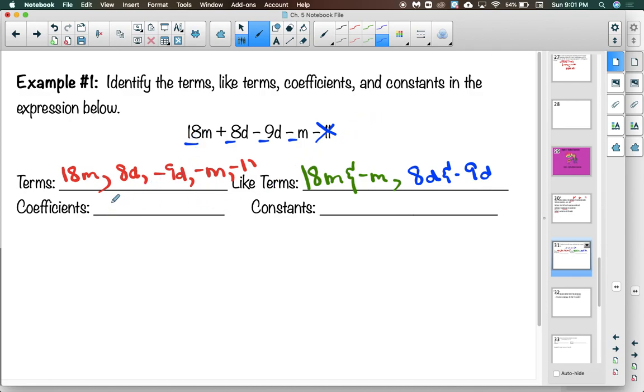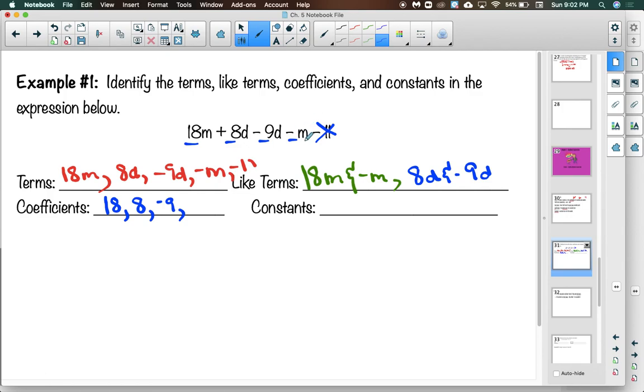Okay, so the coefficient of the first term is a positive 18. The second term is a positive 8. The third term is a negative 9. Remember that sign goes with your term, so it's going to go with your coefficient as well. And this one gets people stuck. A lot of 7th graders say that the coefficient here is negative m. Well, no, remember m is a variable, not a coefficient.